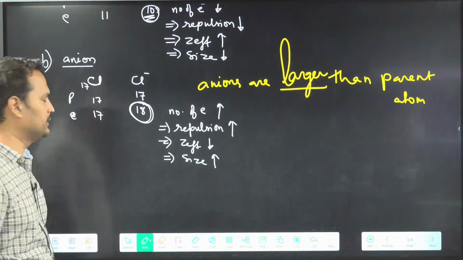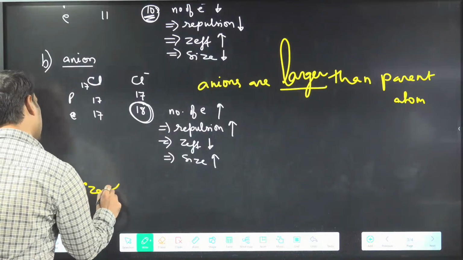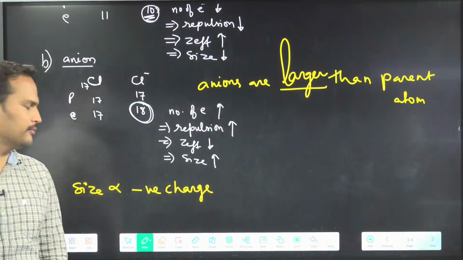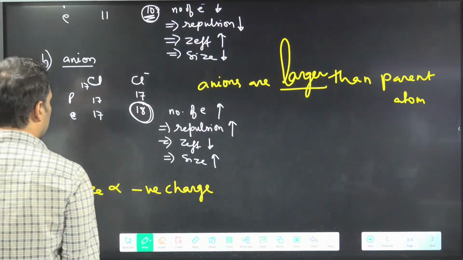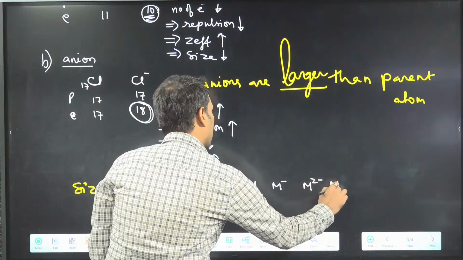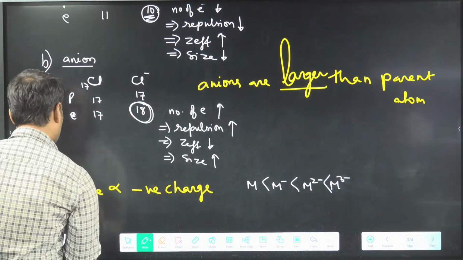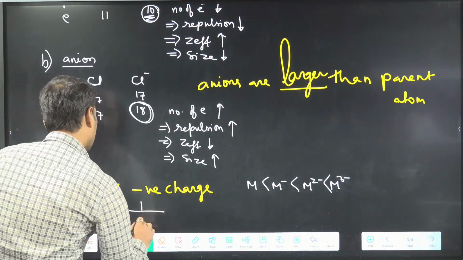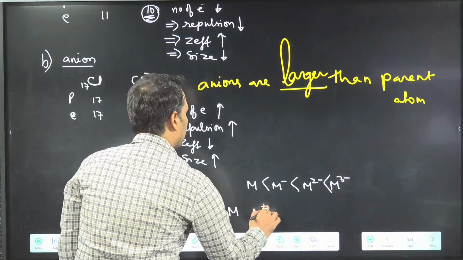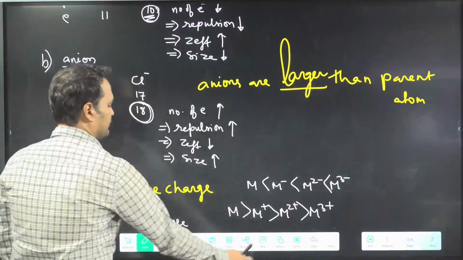All of you are getting this point? Now finally we will summarize this. Can I say that size is directly proportional to negative charge? Can I say, more negative charge, more size? Like suppose I have M minus, M2 minus, M3 minus. Who is bigger? M3 minus. Can I write the reverse of this, that size is inversely proportional to positive charge? More positive means size decreases. Like suppose you have M plus, M2 plus, M3 plus. Size is decreasing. Are you getting this point?